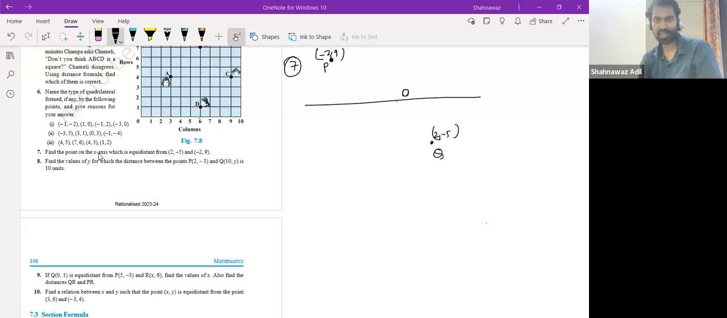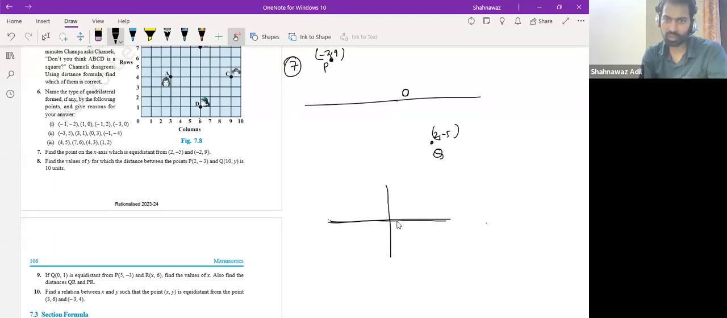So let's say that the point is lying on the x-axis. What can you say about the coordinates of a point on the x-axis? On the x-axis, which part is always the same? To find this answer, should we draw the graph? No, we don't need to draw the graph.